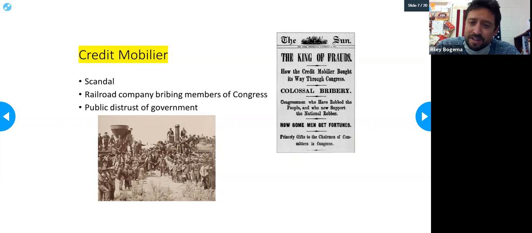And some of the other scandals happened during Ulysses S. Grant's presidency. But there wasn't a lot of regulation. There were no watchdogs, nobody in government in charge of making sure other people were following the rules, and there weren't that many rules.